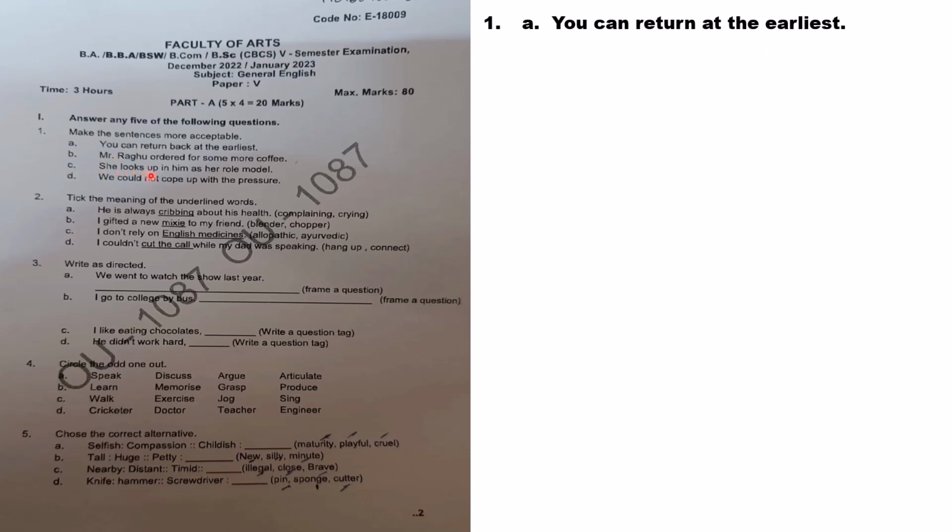B. Mr. Raghu ordered for some more coffee. So ordered for is wrong. For is not necessary, the preposition for. So we can simply say Mr. Raghu ordered some more coffee. Then C.